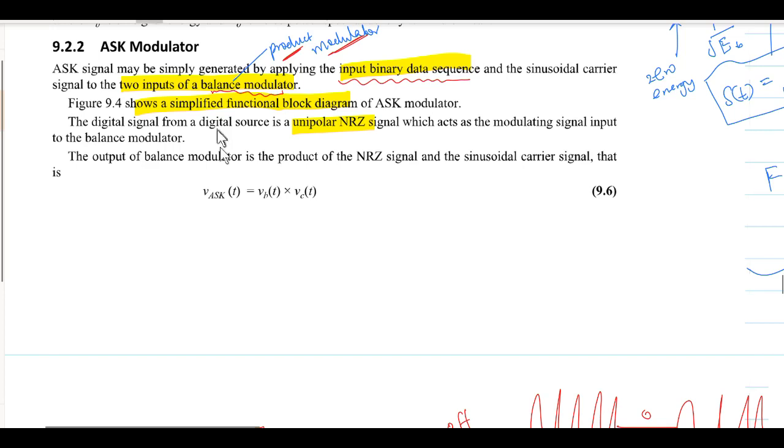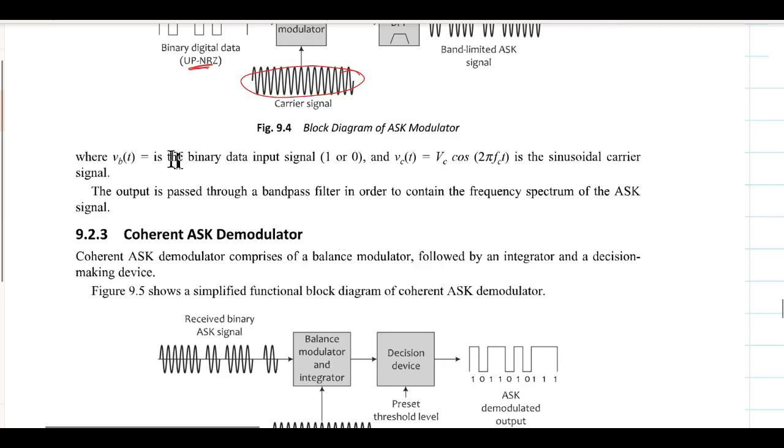So we clearly see that the output of our product modulator, which is a balanced modulator, is the product of the input binary signal and the carrier signal. And we have actually done that expression where we are able to see the amplitude of the carrier varies with the amplitude of the input binary sequence. We have seen that VB is the binary input data, and the binary input data may be a 1 or a 0. Therefore, when it is a 0, no amplitude is transmitted, whereas when it is a 1, we are going to be transmitting the full carrier amplitude.